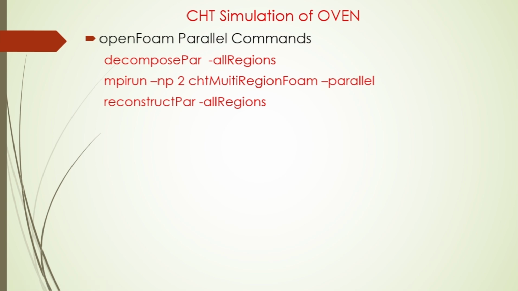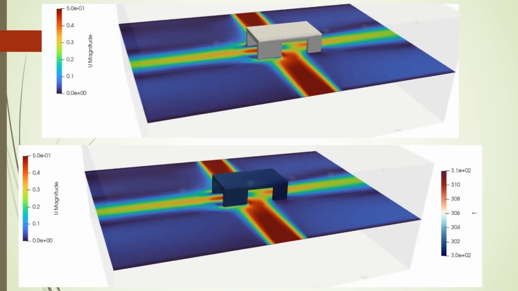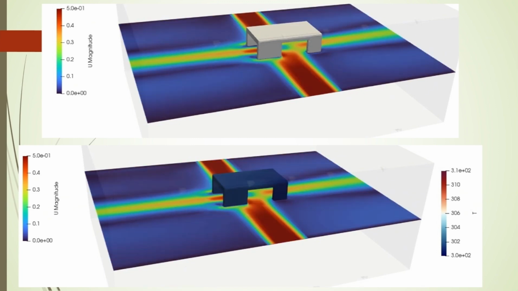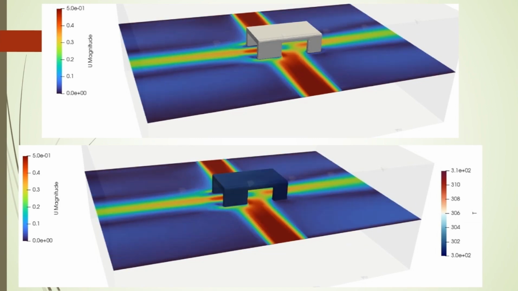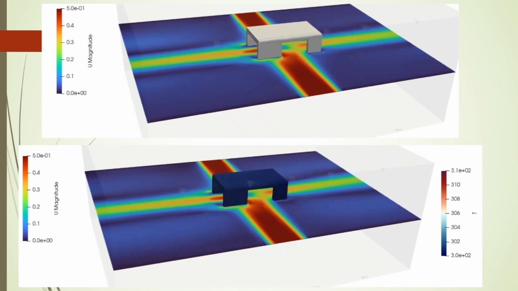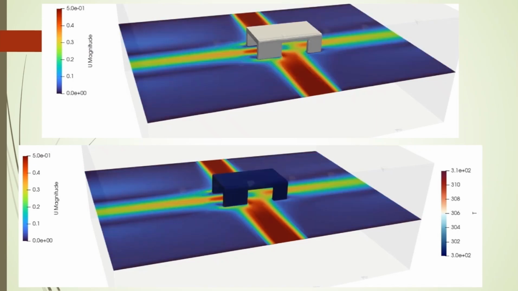The OpenFOAM parallel commands are given here. The case was launched on two processes and the simulation took 18 hours to complete 25 minutes of process time. I have created animations, so let's have a look. It can be observed that the hot air jets from the inlets collide and disperse in transverse directions. Due to the presence of the outlet and two openings, the air jets move towards the openings on either side, where the pressure outflow boundary is specified.